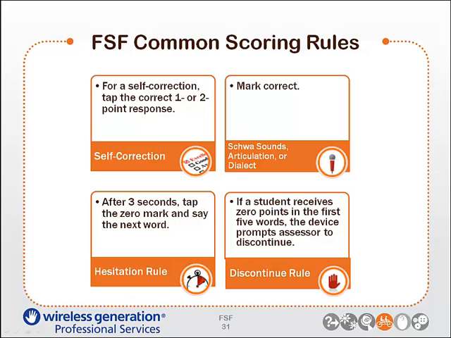For the hesitation rule, after 3 seconds, you're going to tap the 0 mark and then move them on to the next word. If a student receives 0 points in the first 5 words, the device will prompt you to discontinue the assessment.